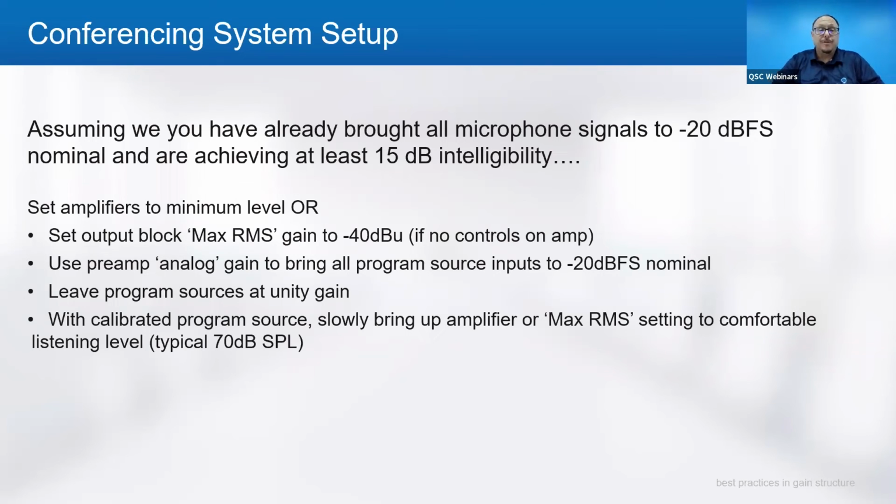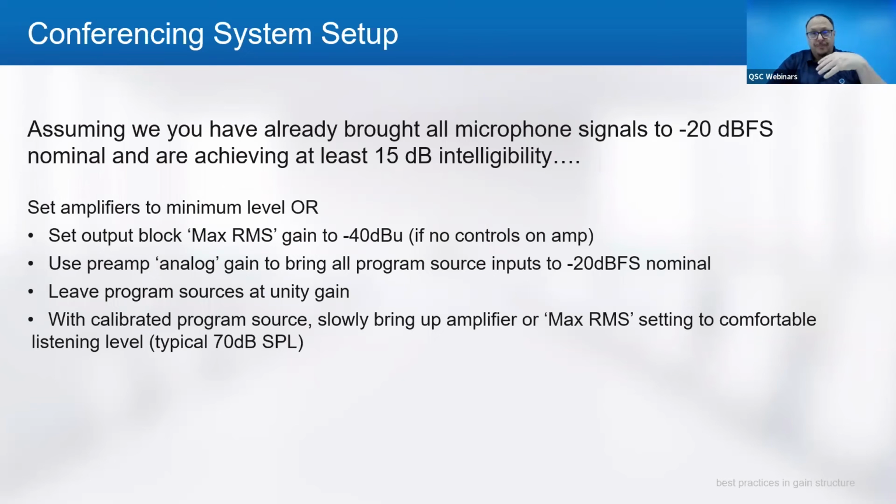With a calibrated program source, what you'll do is play a program audio source. I don't recommend doing it with a mic because that varies, right? So once you've got a test tone or a speaking track or something that has a constant, or fairly constant, level, that calibrated input, you'll start bringing the volume level up on the amplifier or the max RMS setting up till you get to a typical listening level. Typically, this is about 70 dB.